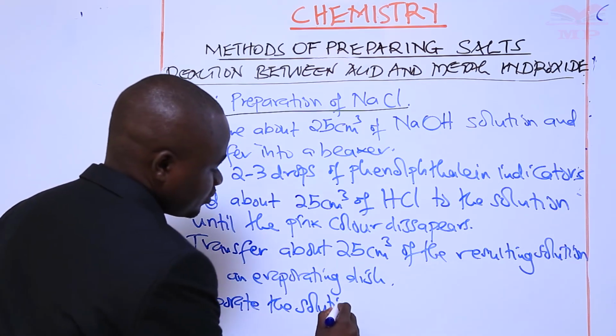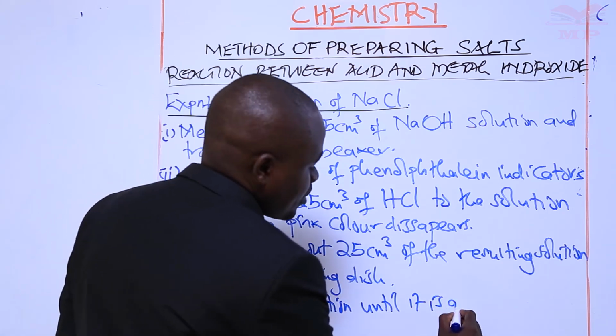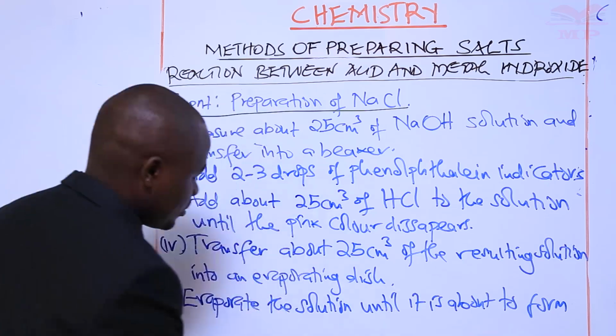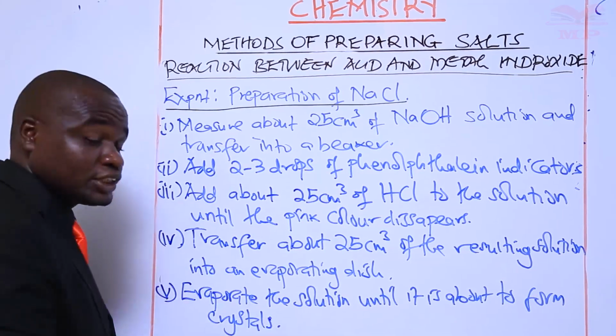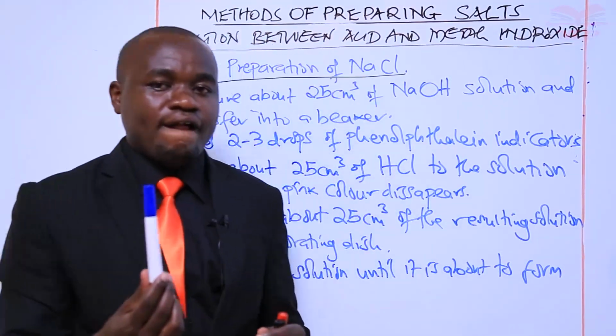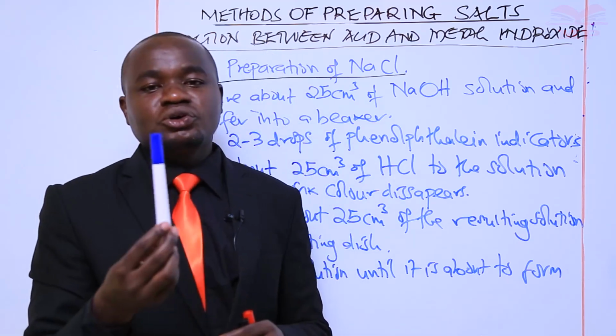Evaporate the solution until it is about to form crystals. So how do you tell it's about to form crystals? We say you take a clean glass rod and then you dip it into that solution that you are evaporating, and then you hold it in the air.